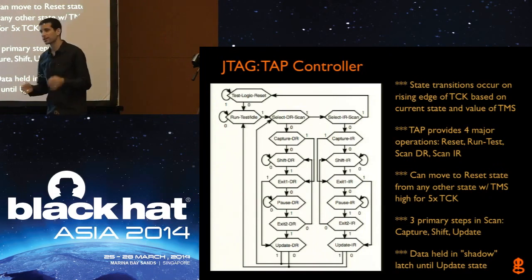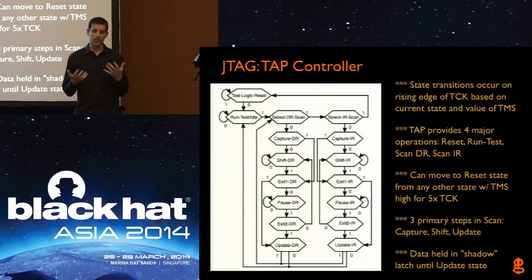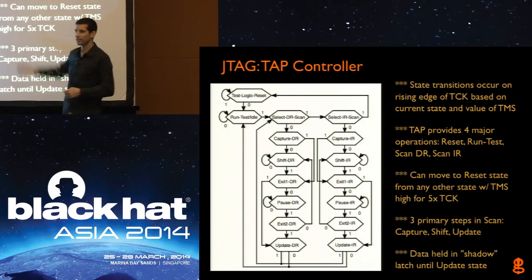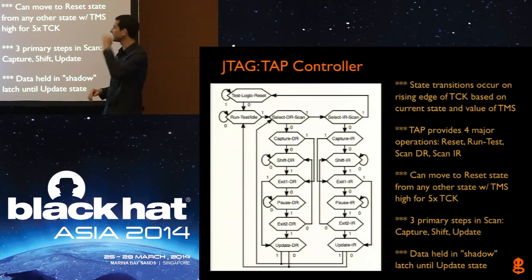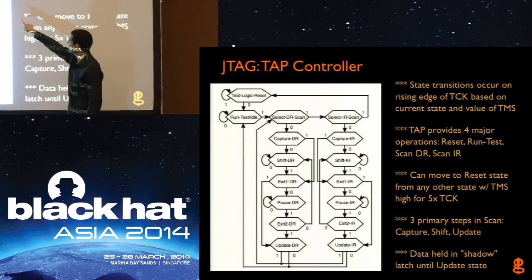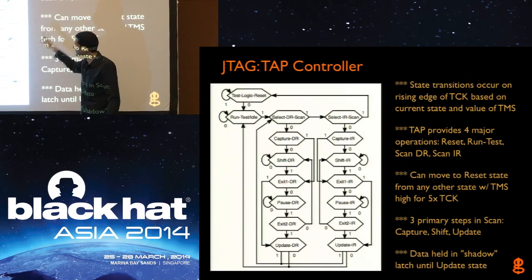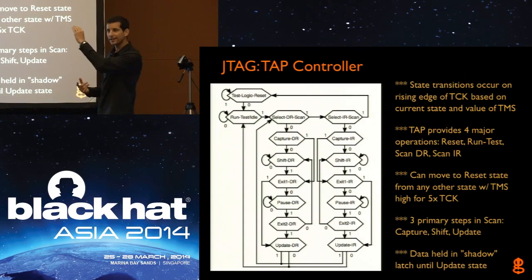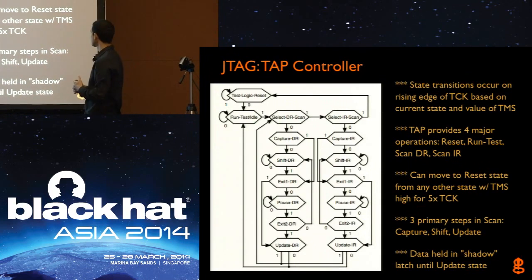So since we're not sure of the state of the JTAG port on the target, we always need to do a reset and get back to the test logic reset state. You can do that by holding TMS high for 5 clock cycles. And if you follow where the high bit goes, you always get back to the beginning. So we're always able to reset first and then continue with our operations.